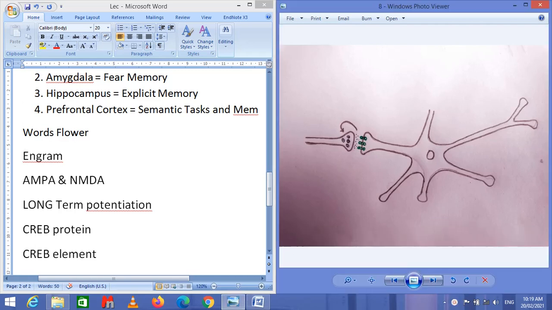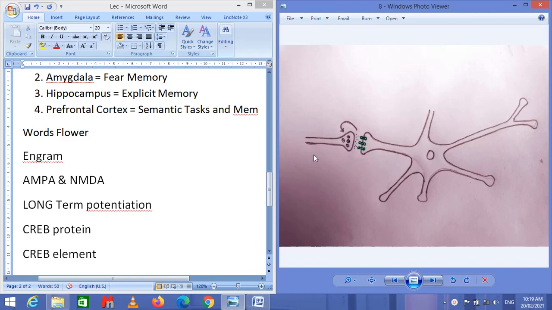All types of memory cannot be converted into solid form. All types of memory cannot be consolidated. Only the long-term memory is consolidated. Once the memory is consolidated, once the memory is converted into solid form, that memory can be recalled. And how can that memory be recalled?